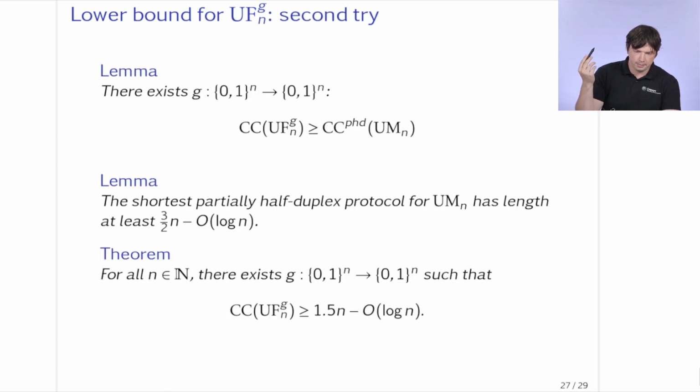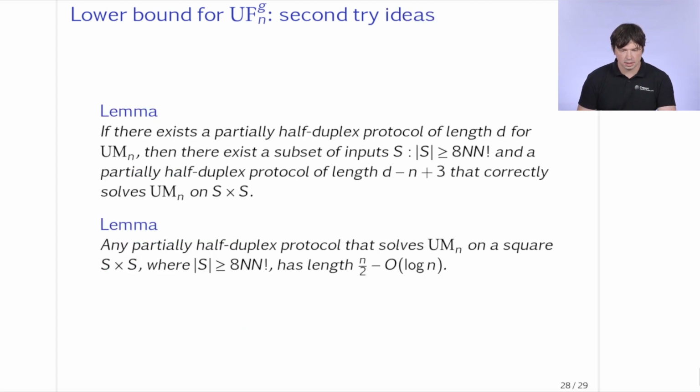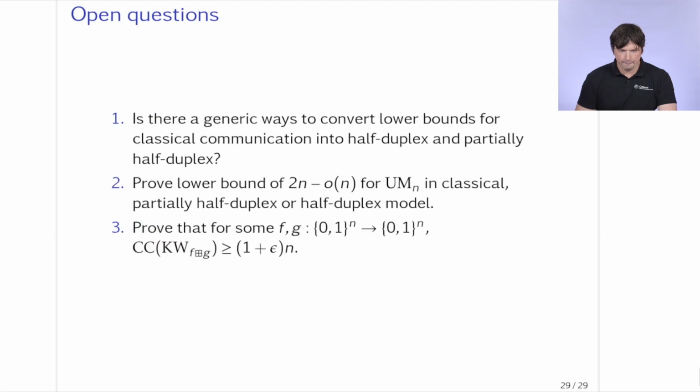So how can we do better? We can focus on this partially half duplex communication and prove actually a 3 over 2 n lower bound in the partially half duplex world. It's a little bit more complicated, but it can be done, which immediately implies the 1.5 n for some function. So, yeah. What are some of the open questions?